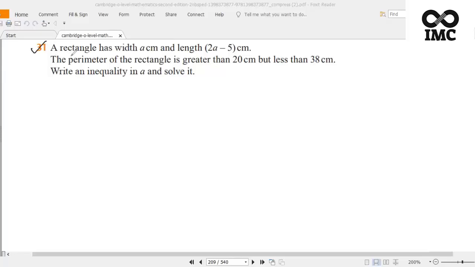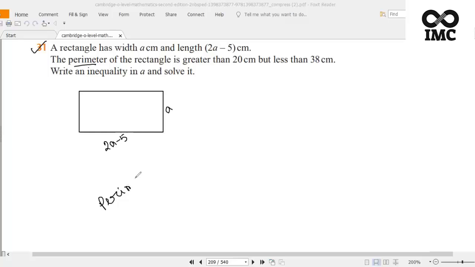Here the question says a rectangle has width a centimeter and length 2a minus 5. So if this is a rectangle, then width a and length 2a minus 5. Now the question says the perimeter of the rectangle. So we need to find out the perimeter of this rectangle. So what is the perimeter here?